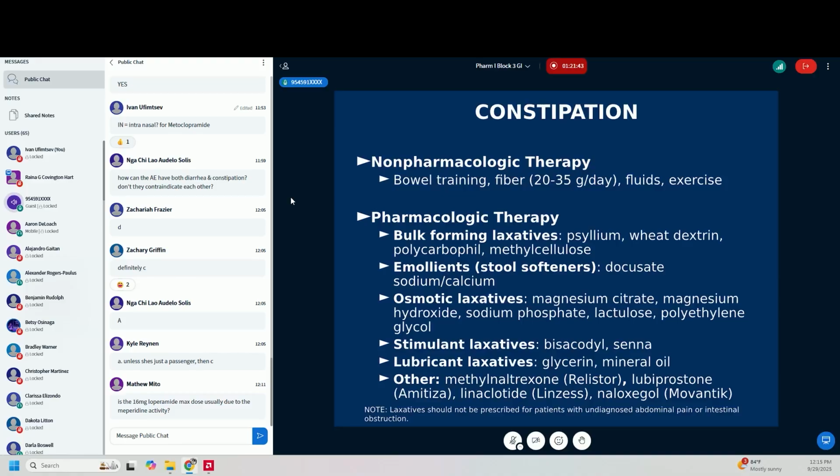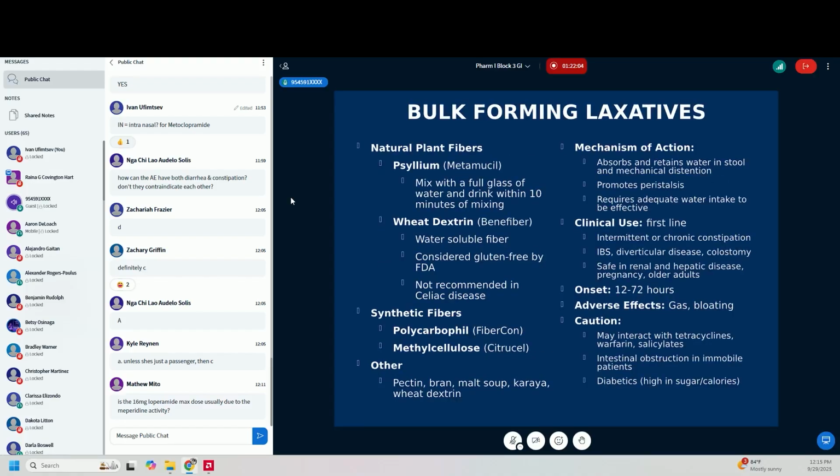Looking at our treatment that we have available, so you have several different types of laxatives that you can use. So you have your bulk-forming laxatives, your emollients, your osmotic laxatives, stimulant laxative, lubricant laxatives, and then our other medications that we use in certain situations depending on what has caused the constipation in our patient.